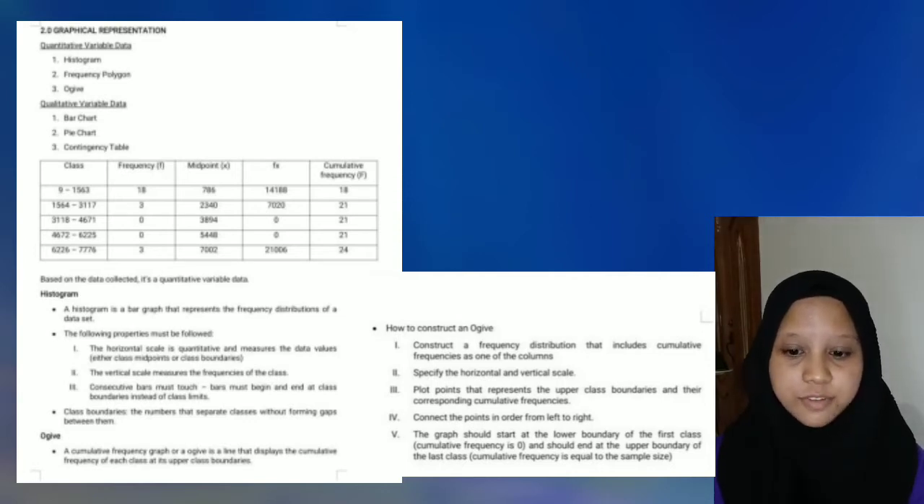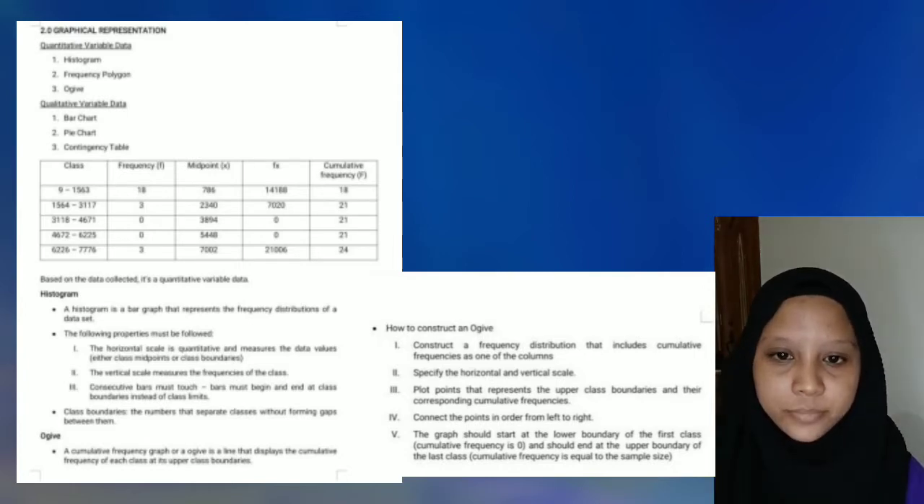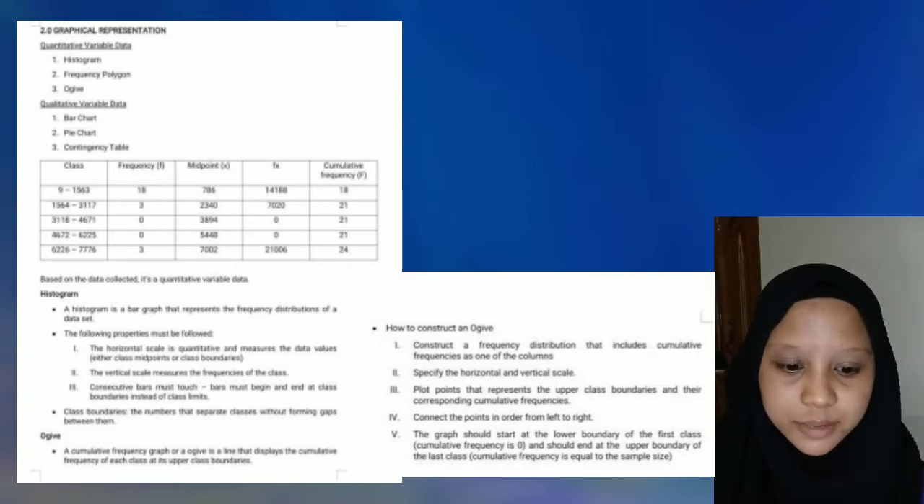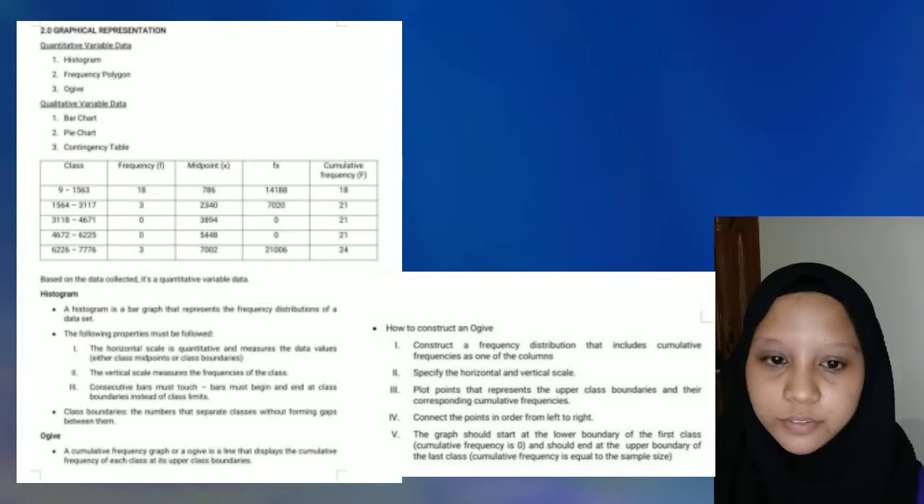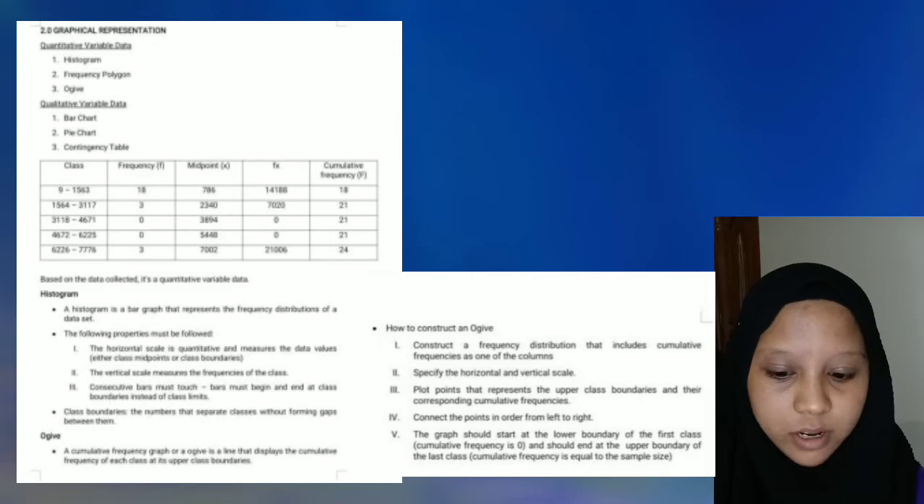So in this presentation, I'm going to present about graphical representation of data. Basically, variable data is divided into two, which are quantitative data and qualitative variable data. But in this assignment, I'm going to focus on quantitative data. Based on quantitative data, we can build three graphs, which are histogram, frequency polygon, and also ogive. From this collected data, we found out the data is quantitative, so we can build histogram and ogive.